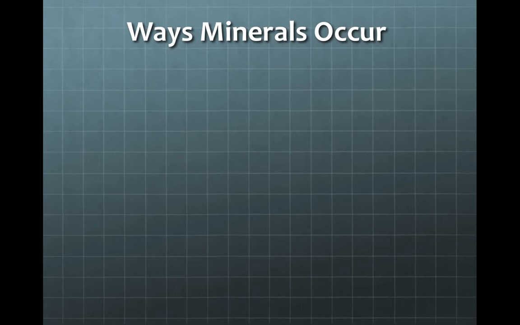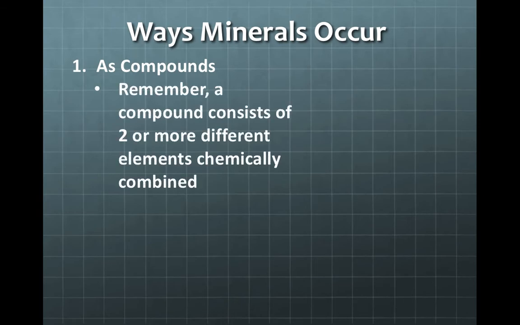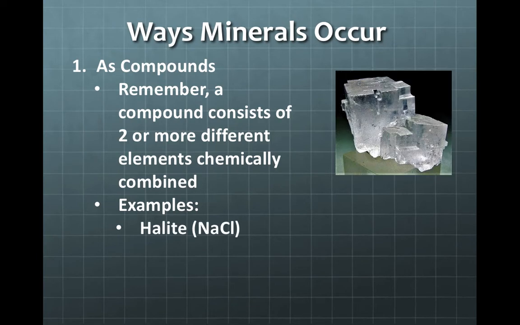Let's talk about some different ways in which minerals occur in nature. First of all, they occur as compounds. And if you think back a couple of years maybe to 6th grade, or maybe more recently if you came from another school, you need to remember that a compound consists of two or more different elements that are combined chemically with each other. So a couple of examples of some minerals that would be compounds would be halite.